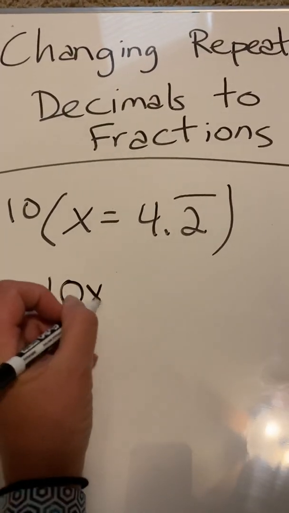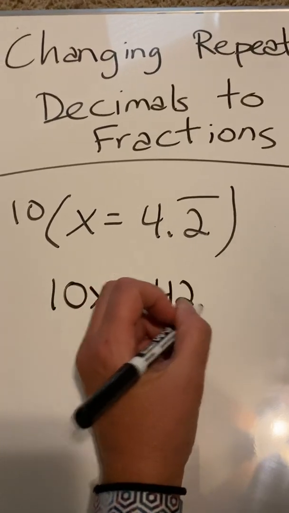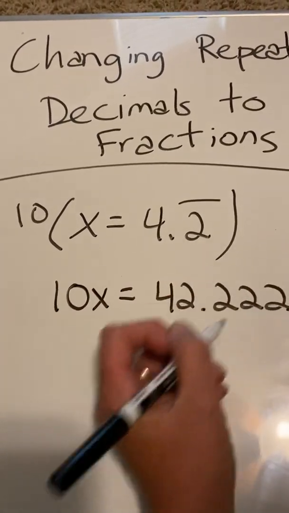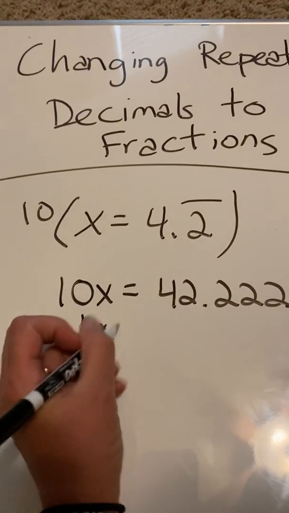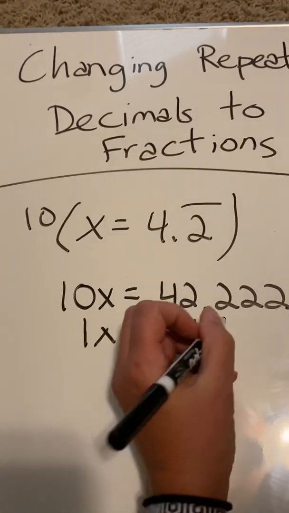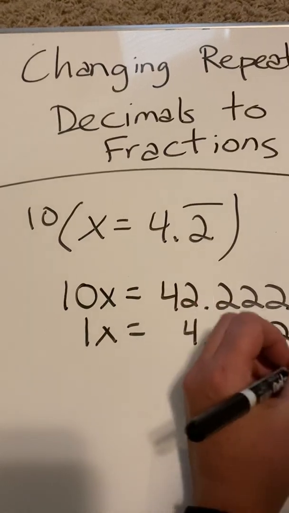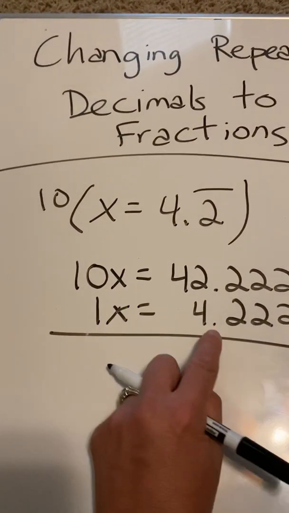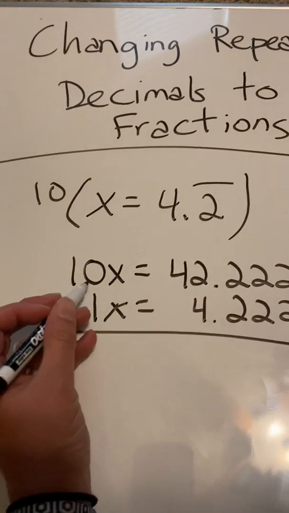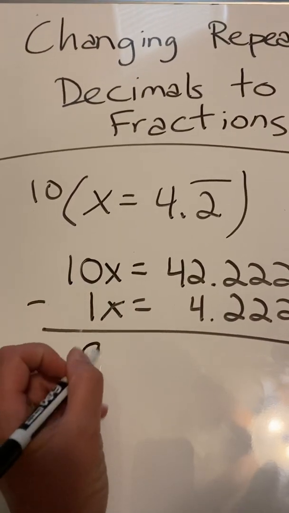This becomes 10x equals 42.222. Again, I just list several of those so I know it's there. Subtract the 1x equals 4.222. I put the 1 in there just so I remember it's there. I'm lining up my decimals here. 10x minus 1x is 9x.